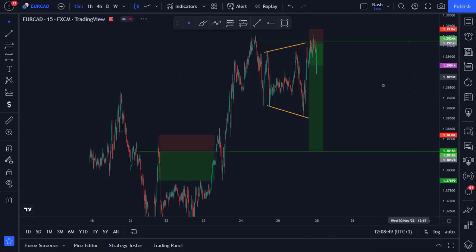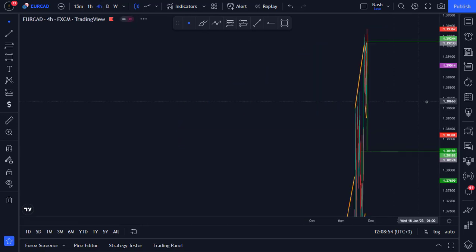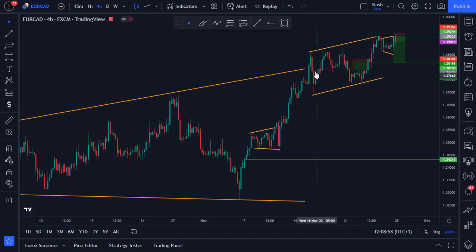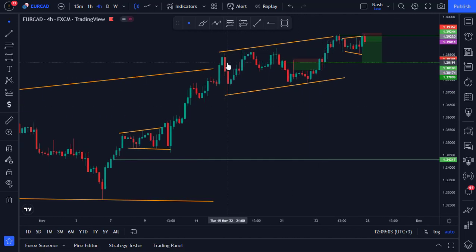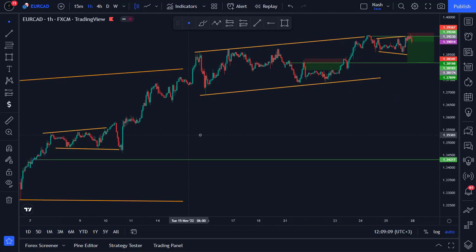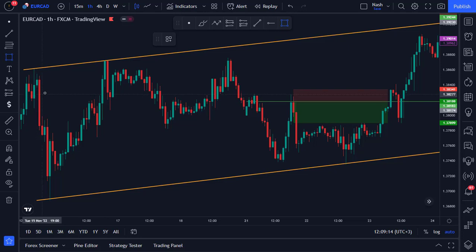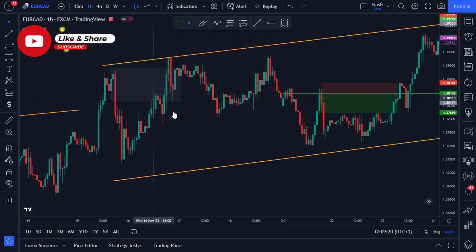Next pair we looked at was EURCAD. EURCAD was also a lovely pair, which we were looking for sells from all the way from here. After this expanding pattern over here, we were looking for sells from these regions, but you can see the price extended towards the upside. If I go to the 1 hour, in my 1 hour time frame I was looking for my entry in these levels, at the top over here.